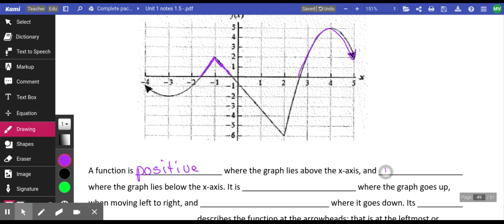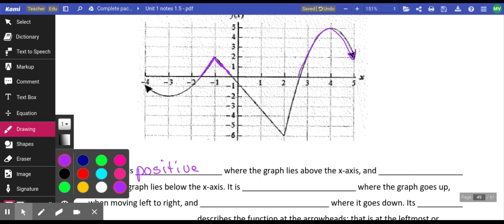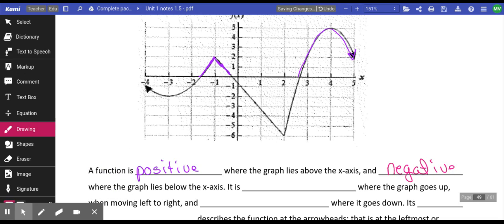And negative, let me change colors. Negative is where the graph goes below the x-axis. So just like I highlighted in purple, I'm going to trace over in pink to show you where it's negative.